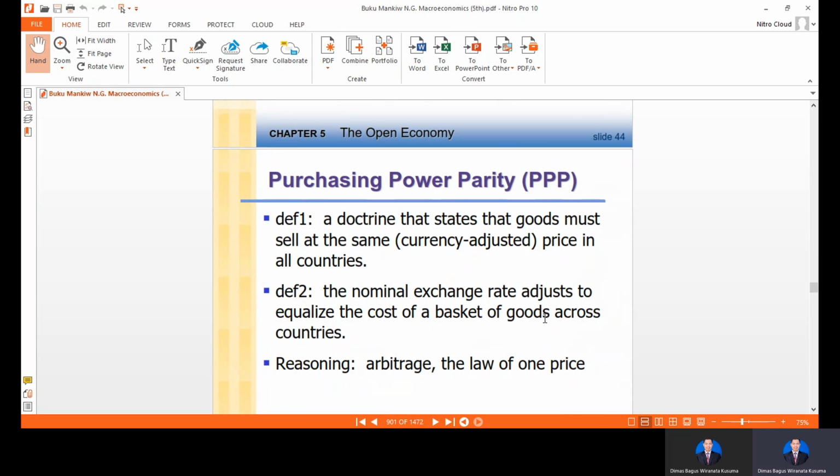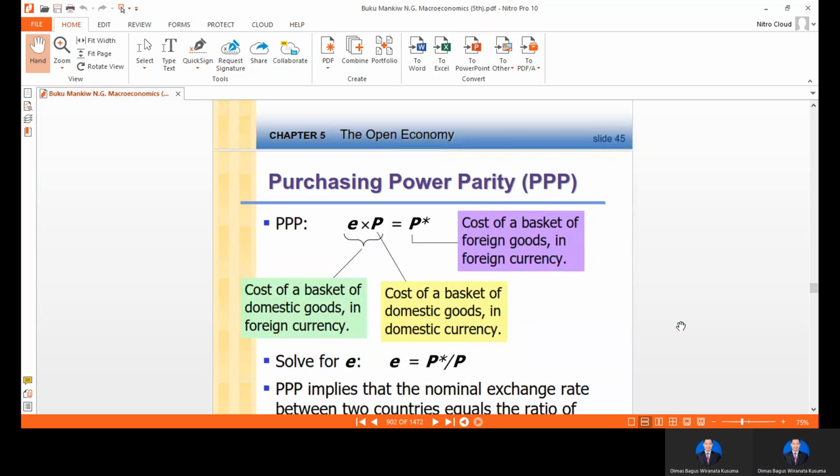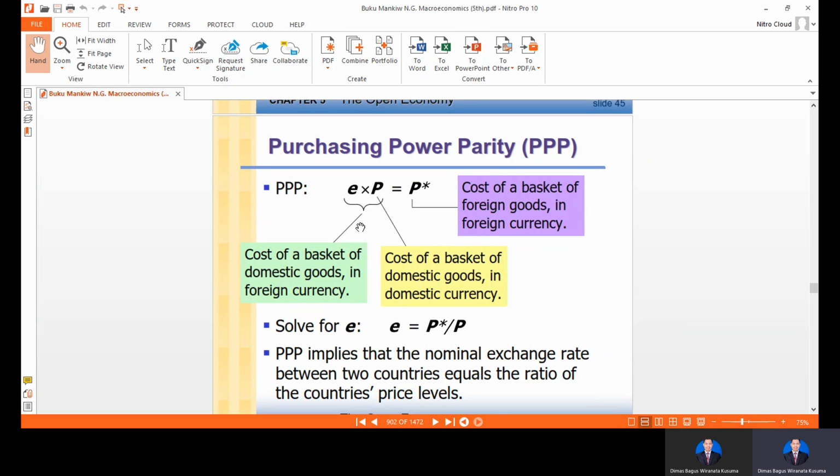Next, we go to purchasing power parity, because this concept comes from the rate of inflation. Definition 1 is a doctrine that states that a good must sell at the same currency-adjusted price in all countries. Definition 2 is the nominal exchange rate adjusted to equalize the cost of a basket of goods across countries. The reasoning is arbitrage, the law of one price. And here is the purchasing power parity.